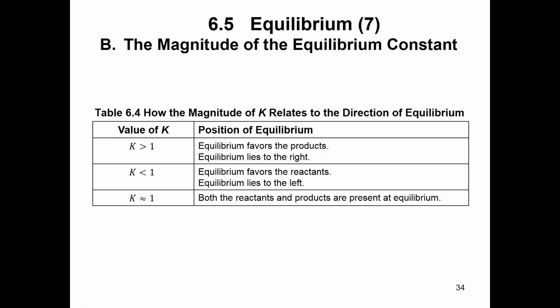So in summarizing this in this table, if K is greater than 1, that means the products are bigger. And so equilibrium is favored to the products and it lies to the right. If K is less than 1, equilibrium is favoring the reactants and equilibrium lies to the left. If both of them are at equilibrium, then your K is going to be equal to 1.